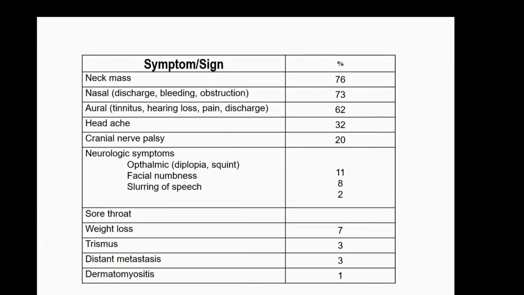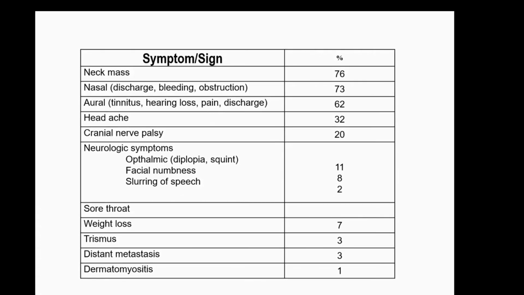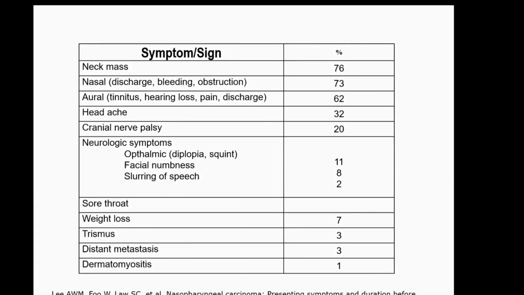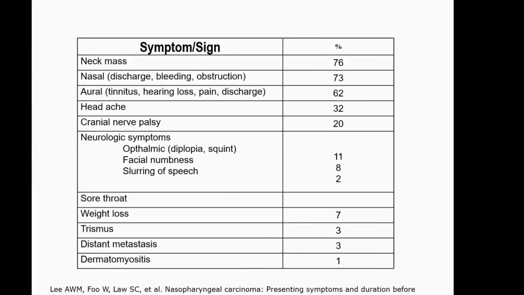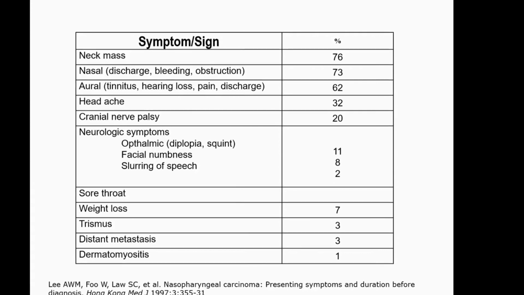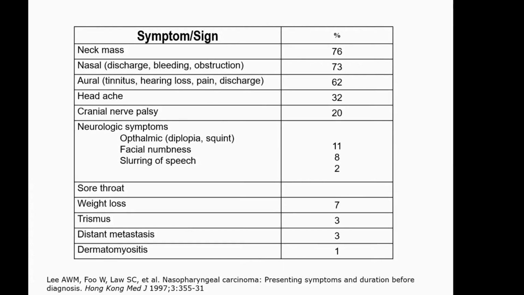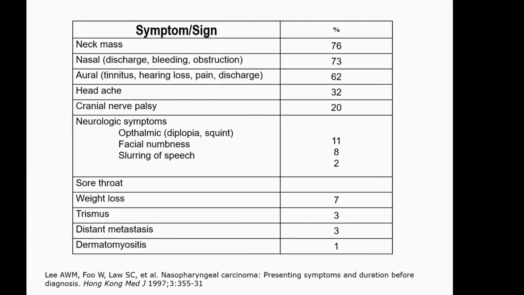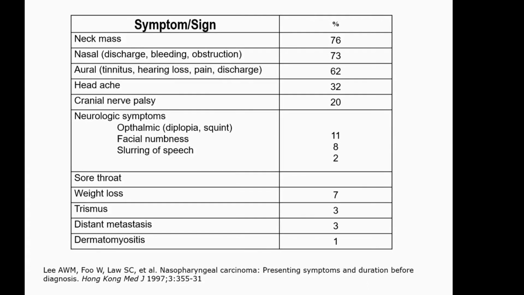The clinical presentation of nasopharyngeal carcinoma: the most common presentation is a unilateral neck mass, followed by a bilateral neck mass, and neck mass overall presentation is about 76%. Nasal blood-stained discharge is about 73%. Otologic symptoms are mainly tinnitus, hearing loss, or ear fullness. If headache is present, it means the tumor has spread intracranially, leading to the headache.